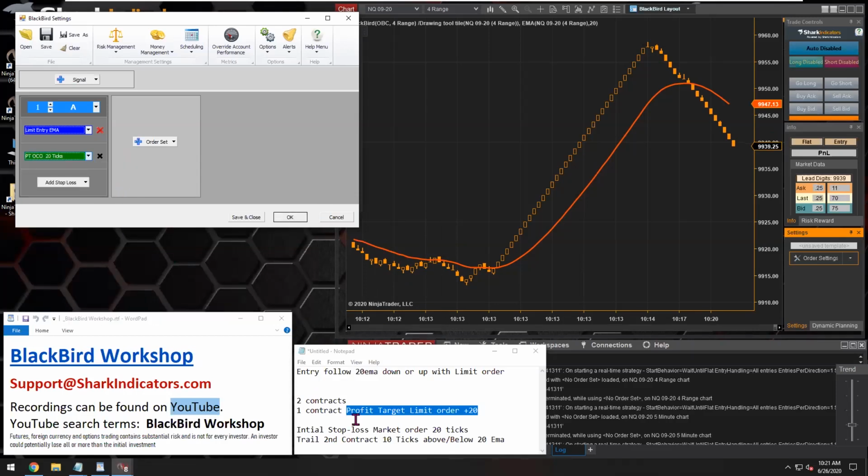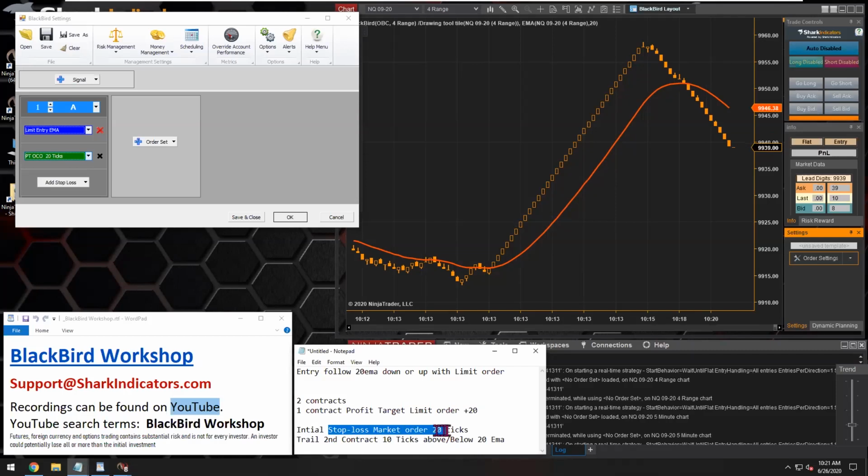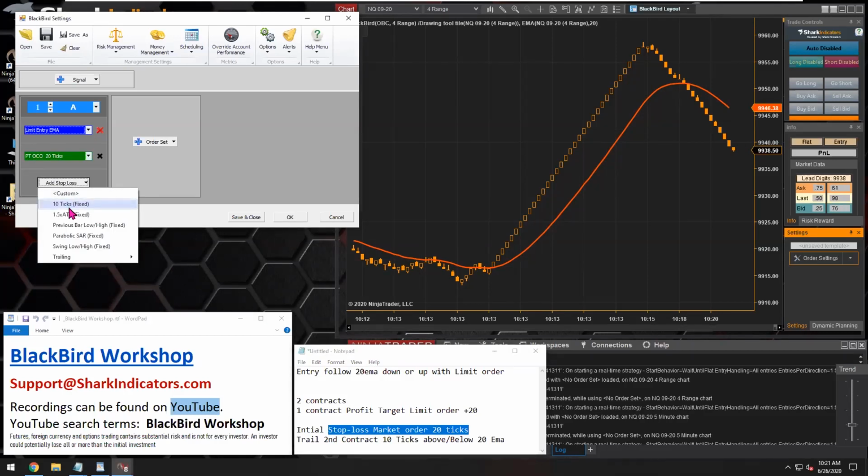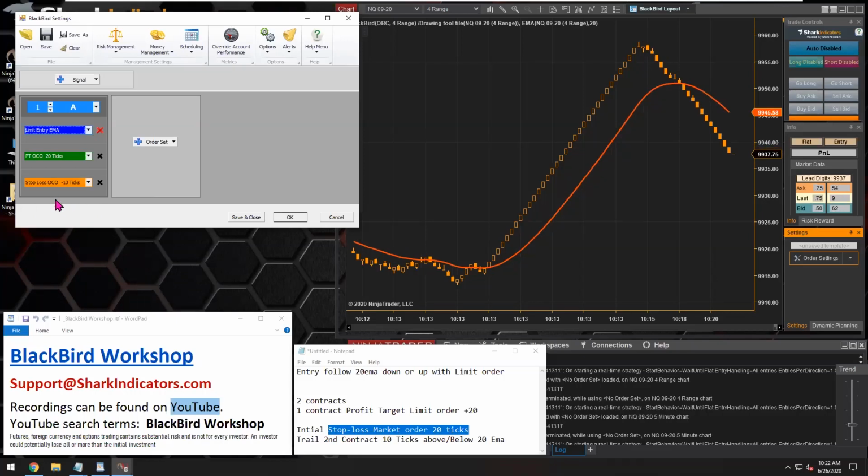So now the stop loss. Our stop loss is going to start off as a 20 tick stop loss. I'm just thinking if the trailing has something that we can use, but let's see. No, this is not. The stop loss is going to follow the EMA20, so there's nothing here on this quick list. So we'll just use the 10 tick fixed and then add our customized trailing afterwards.